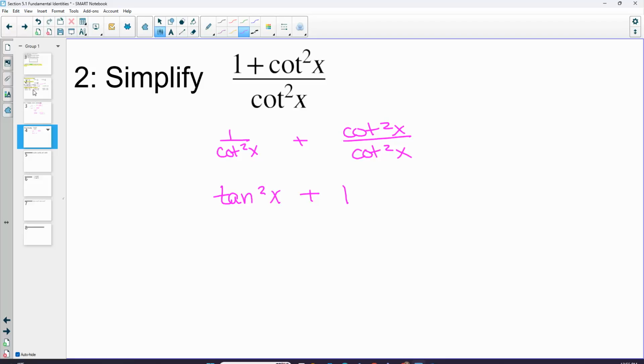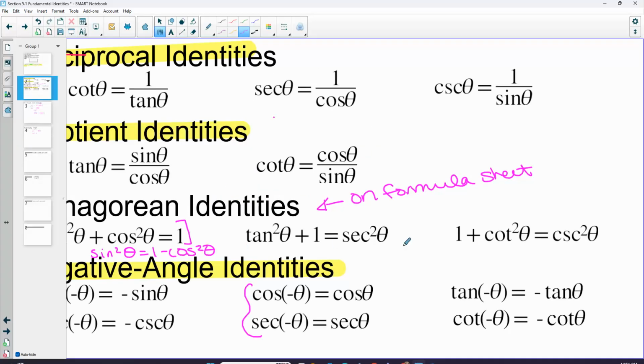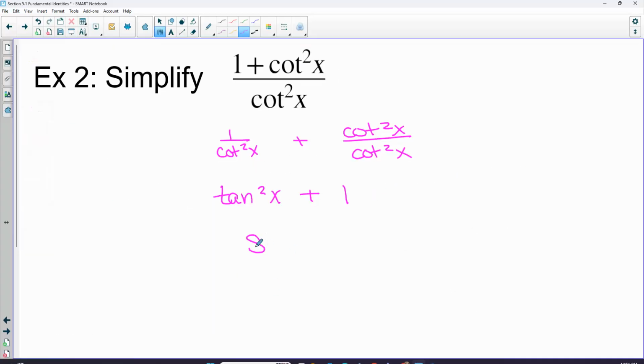So if I have tangent squared x plus 1, do a quick check. Look at your formula sheet. Tangent squared plus 1, what's that equal to? And that's a single trig function, so I'm not going to get much simpler than that. Not the only option, but one option for how to get there. Is this okay?